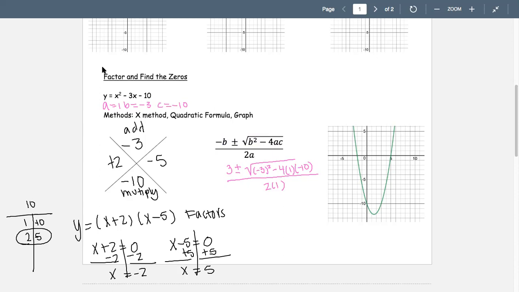Now, what I really would like you to do is try to solve it on your own. I'm going to give you a couple minutes. Try to find the answer on your own.